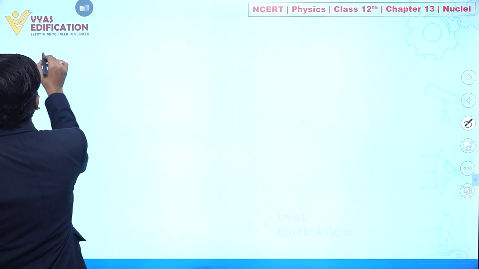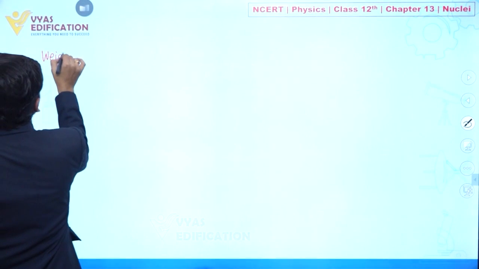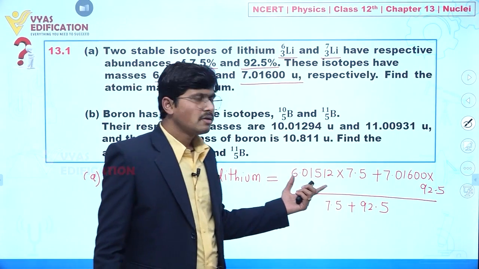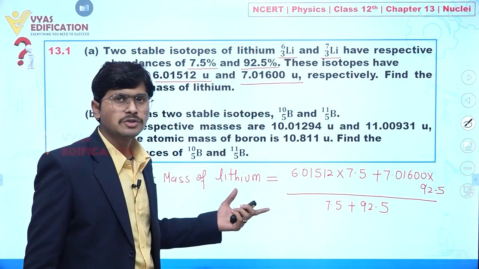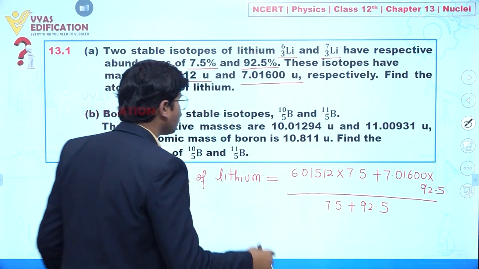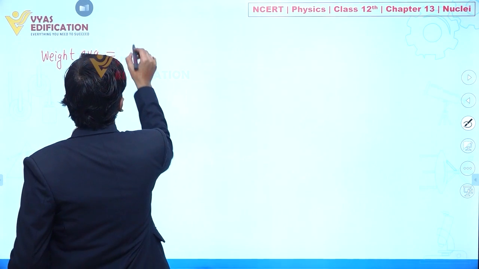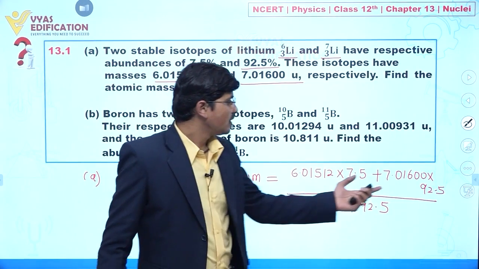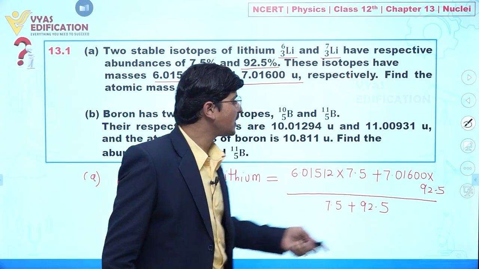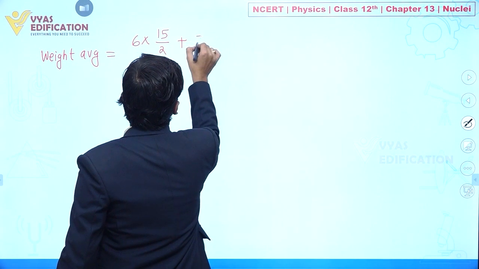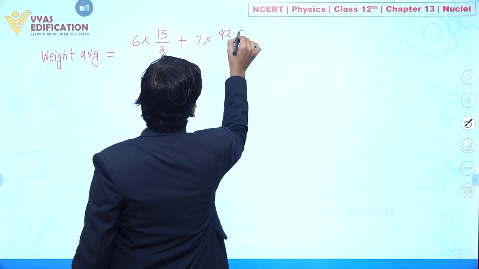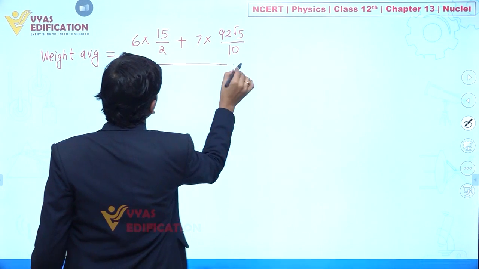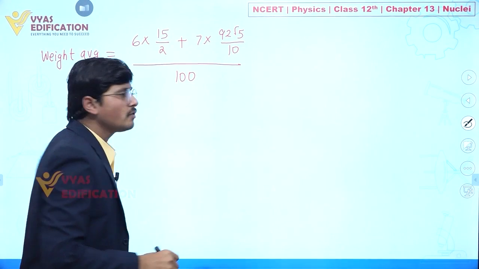So we can write like this. Whenever we are calculating, this is a weighted average. Yes or no? Let's suppose if we take near about values, 6.01, let's suppose I am taking this as near about 6. So 6 multiply 7.5 means 45 by 2, plus near about 7 multiply 92.5. And 92.5 divided by 10, and it is divided by 100. Clear? So now you can write like this.